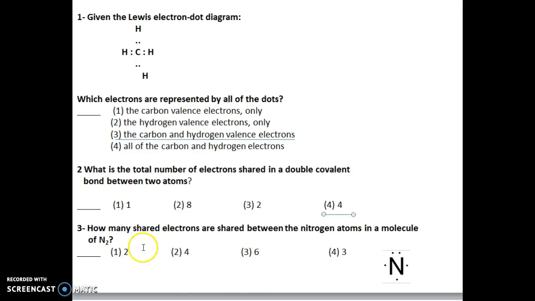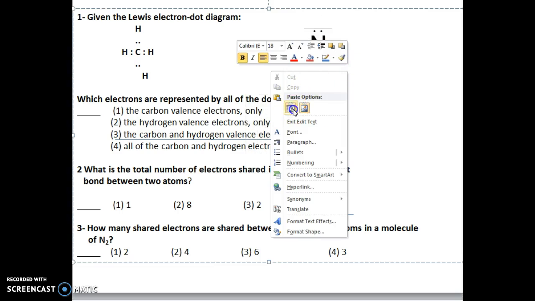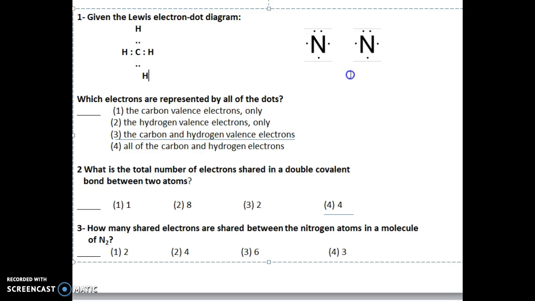Next, how many electrons are shared between nitrogen atoms in a molecule of N2? Well, there we have a nitrogen right there. Now watch this. I'm going to copy, I'm going to paste that, and now I have another nitrogen over there. Now we have 3 open sites on each nitrogen. Well, they bond with each other. So nitrogen will always form 3 bonds, and when it's with itself, it's a triple bond. So how many shared electrons are there in the nitrogen molecule of N2? Well, there's 3 bonds, so therefore there must be a total of 6 electrons.